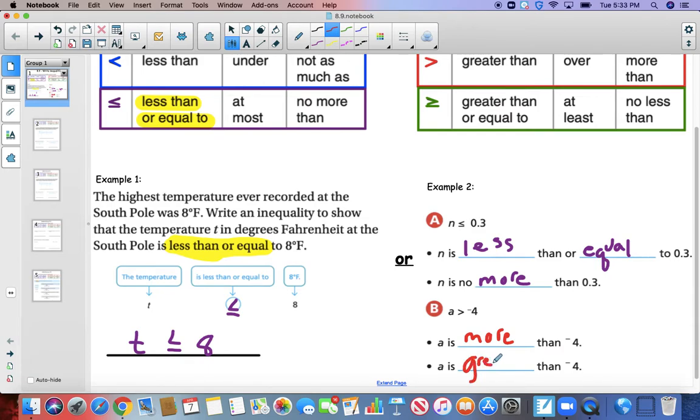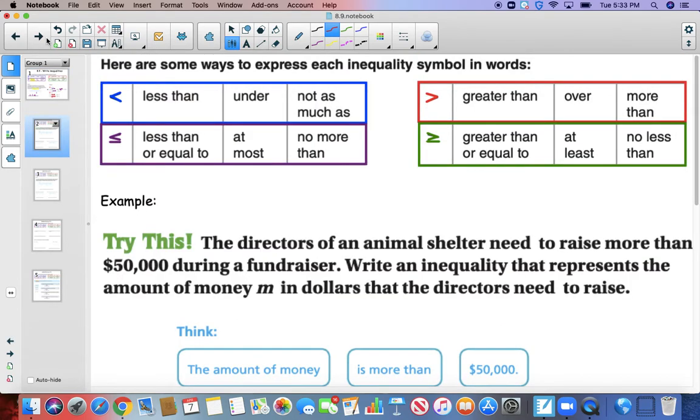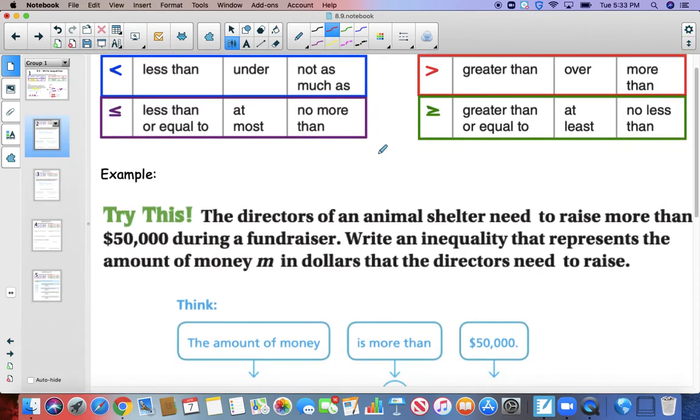than -4. And then it says A is blank than -4, so we could say greater than. And I apologize, my mouse doesn't let me do too much. Greater. Perfect. All right, so let's go ahead and look at some more examples. Here are some ways to express inequality symbols in words, so we're going to keep that at the top every single time. Okay, let's look at some examples.